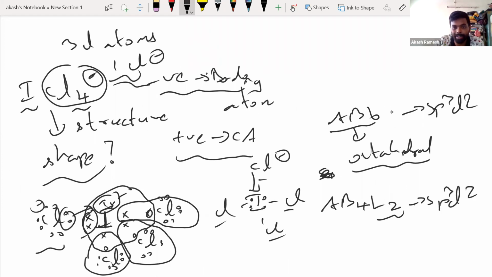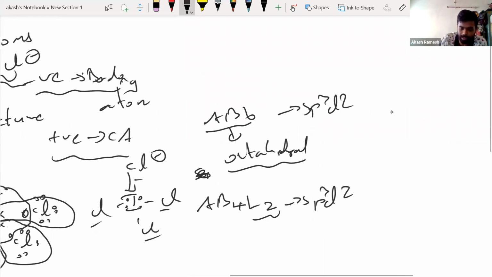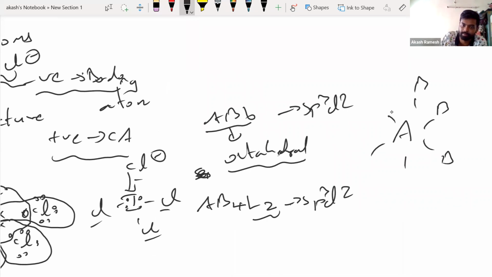Okay, right. I don't want to spend time on how it is sp3d2 on all, guys. I don't want to go into the details, but these two are sp3d2. But this is octahedral, right? Now if you check, the octahedral shape will be like this. All these are these.